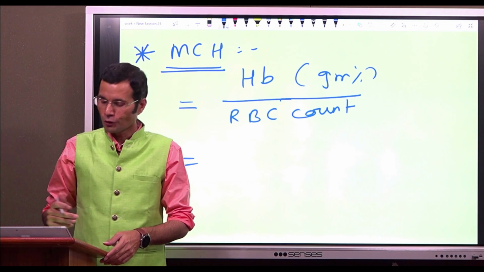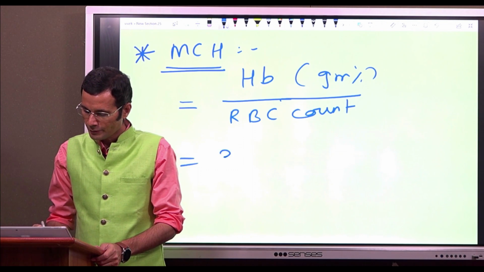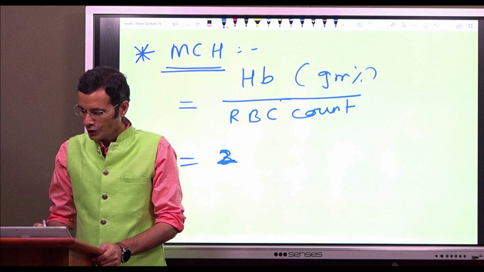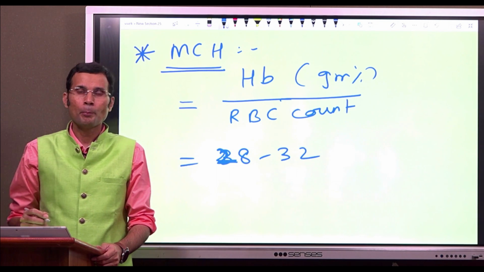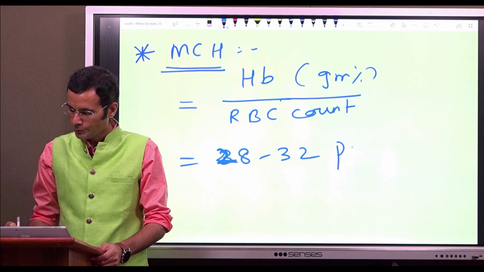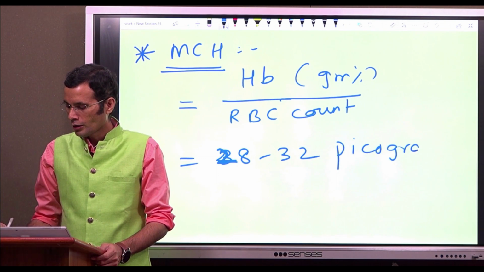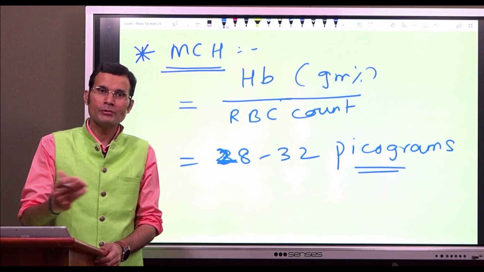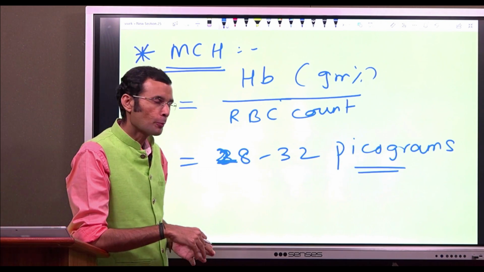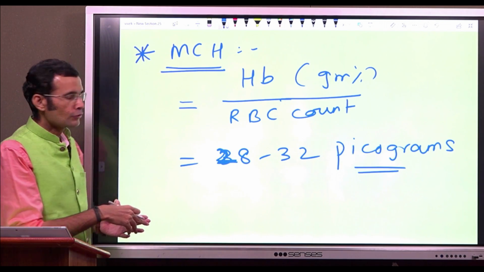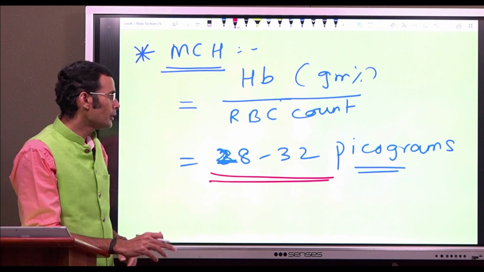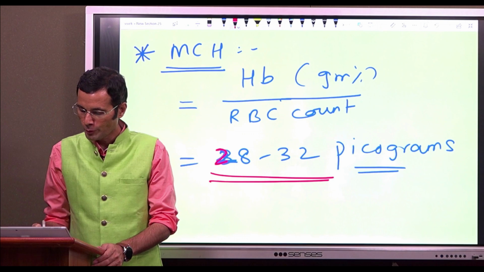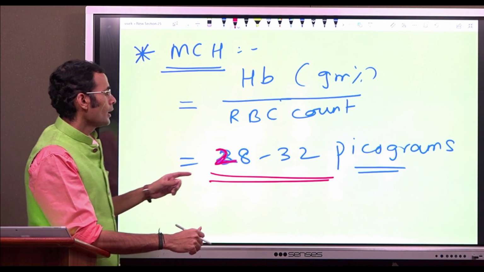The normal value for mean corpuscular hemoglobin is 28 to 32 picograms. So that's the normal value for mean corpuscular hemoglobin, on an average the hemoglobin present in one single RBC.